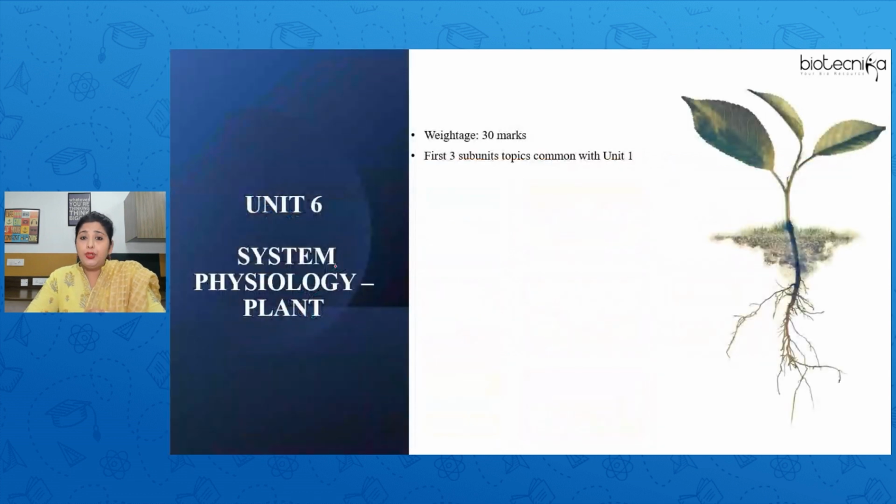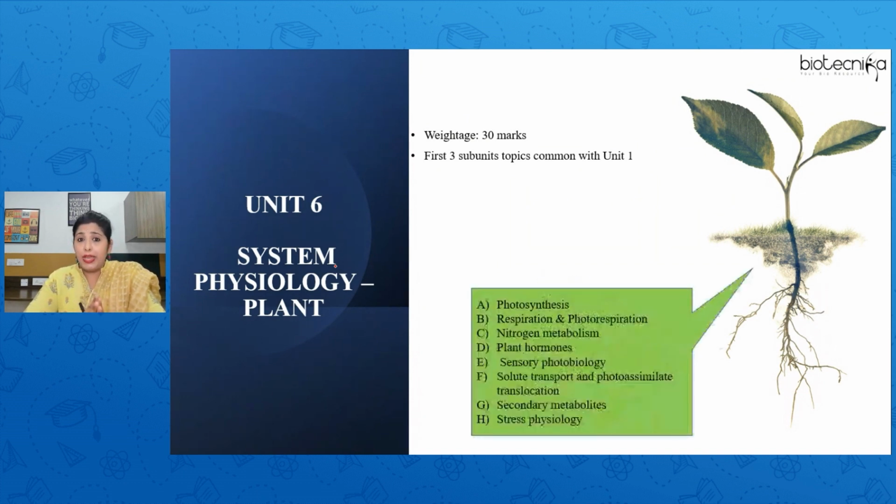Then moving on to unit 6. So far you have learned about unit 1 to unit 4, what topics you need to emphasize and why you should not skip these 4 units. So always start your preparation with unit 1, then move on to 2, 3, and 4. Then comes unit 6, which is about plant physiology. Now, I would like to tell you one point here: this unit 6 is very vast. If you see the subunits, it comprises A to H.